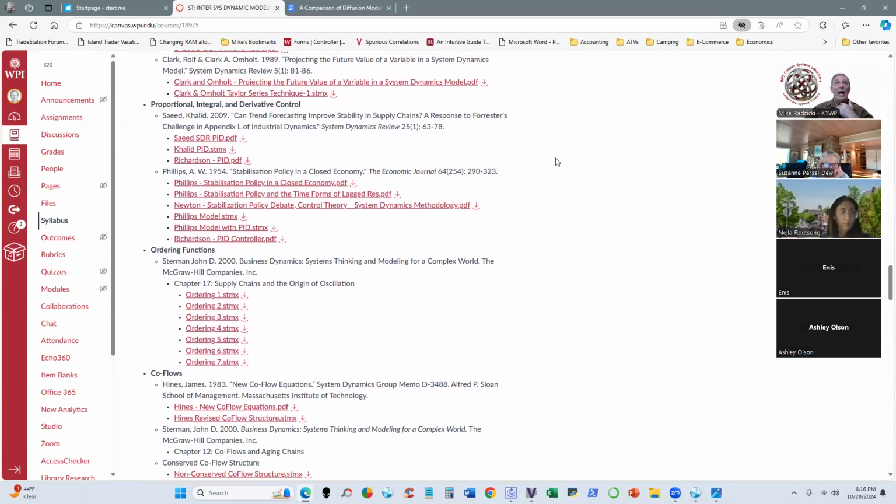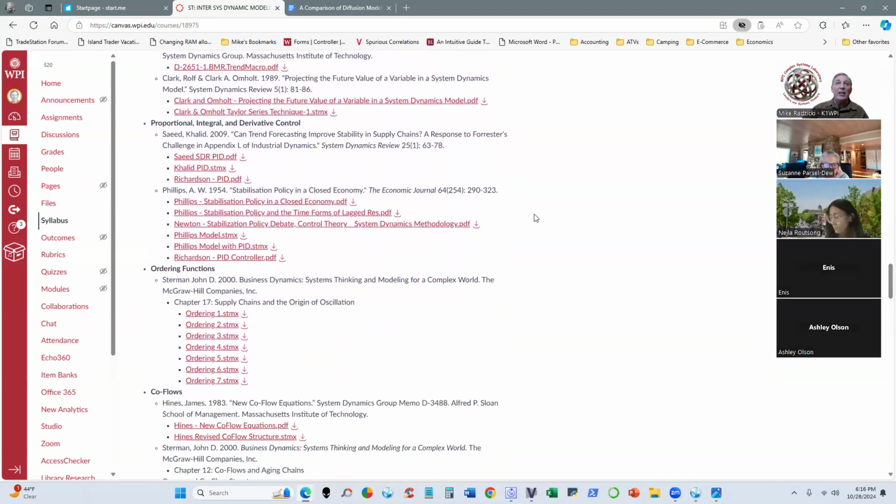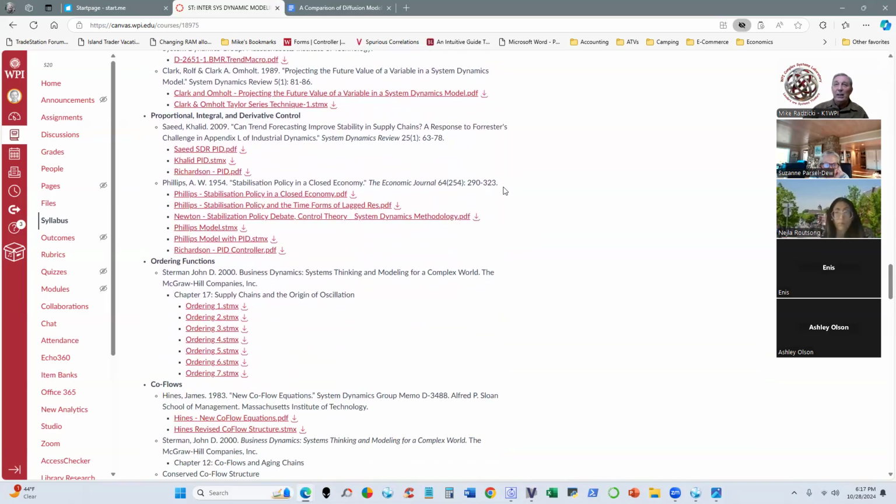We did talk about how some of the solutions for steady state error get us into the area of PID, proportional, integral, and derivative control. And we looked at some hardcore examples of that. And we said Bill Phillips was the person who brought that into economics.